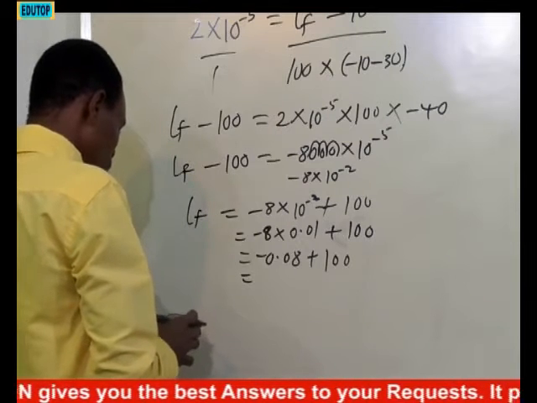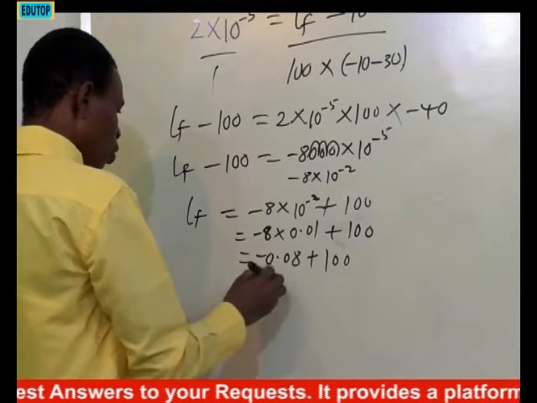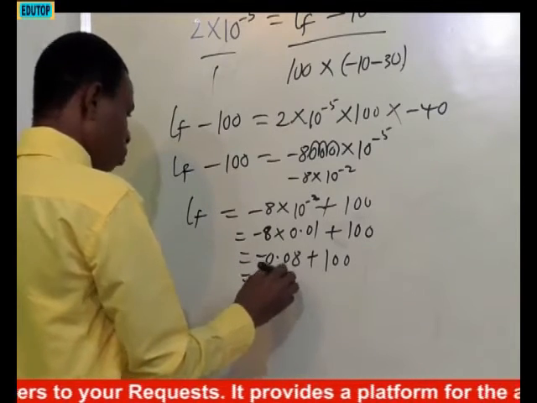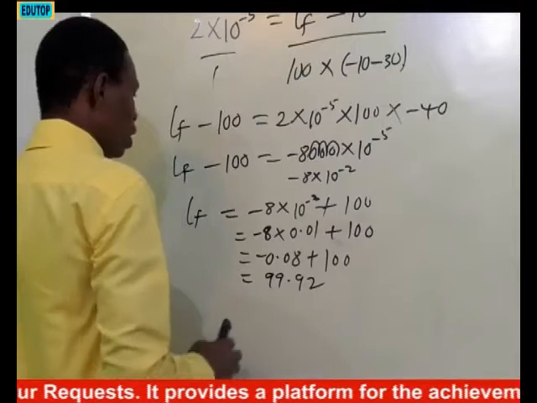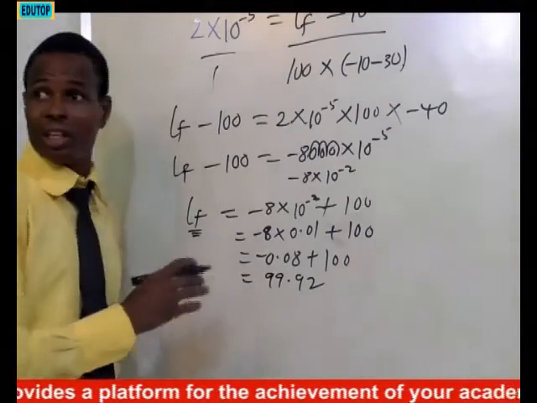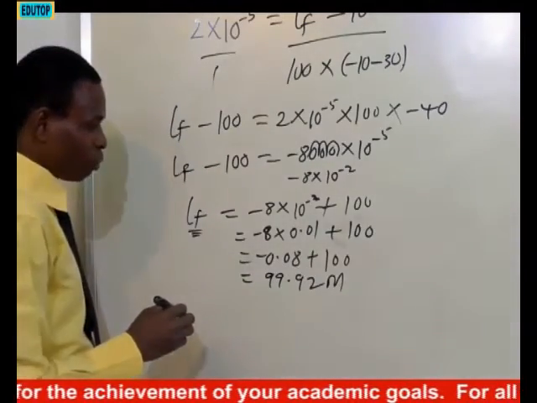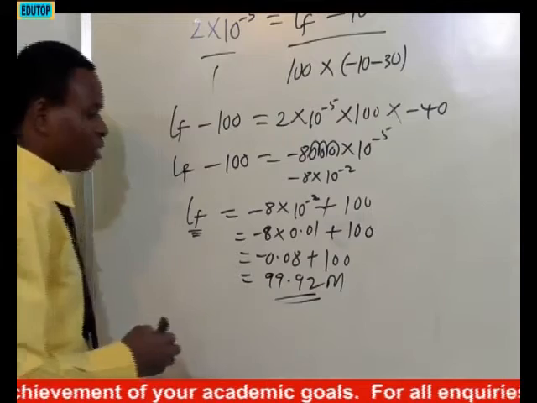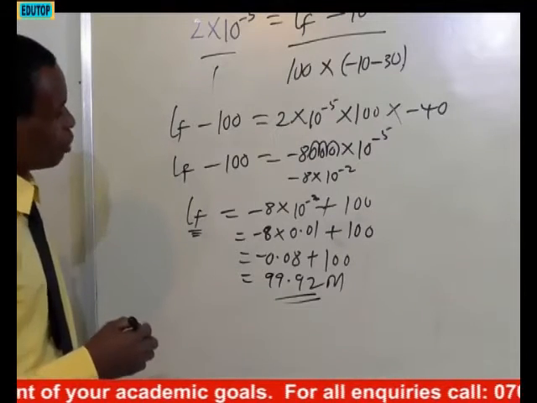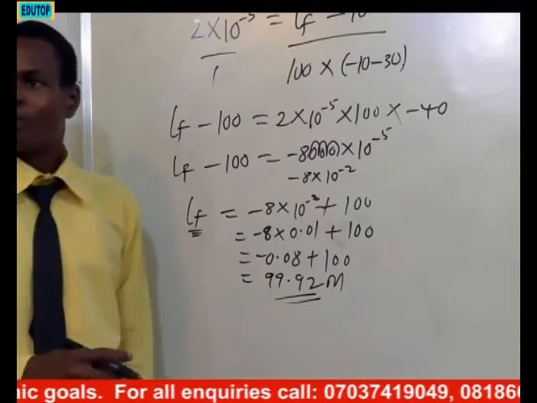What will be the value? Minus 0.08. You are going to have 99.92. That's the value. But we are looking for length. The unit, if you look at the question here, is in meter. 99.92 meter. And that's the value for final length.